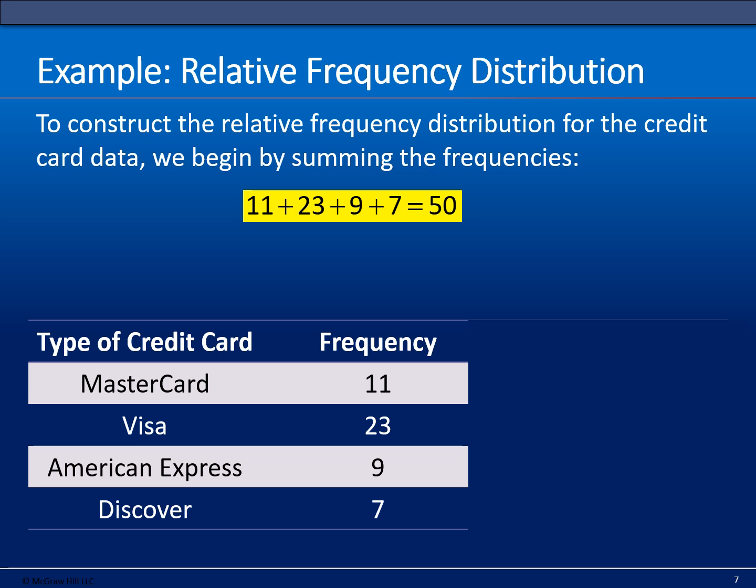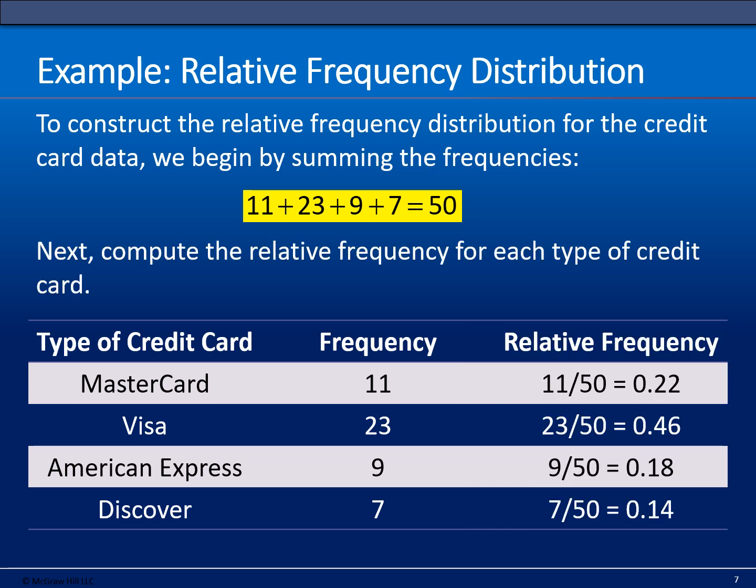To construct the relative frequency distribution for the credit card data, we begin by summing the frequencies. And we see that there were 50 choices made, which is what we got in the original problem, right? They recorded the credit cards used by the last 50 customers. Next, we compute the relative frequency by taking the frequency divided by the total number of observations. And there you can see the relative frequency in the table with the entry to the right.